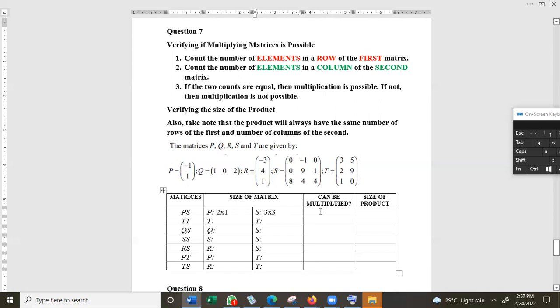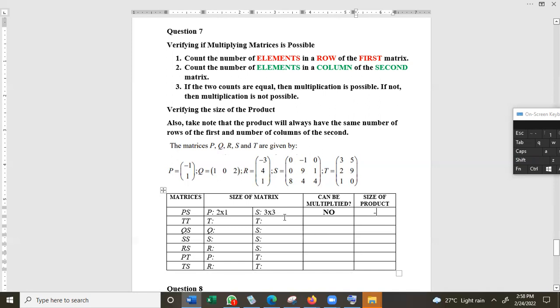Is multiplication possible? So let's count the number of elements in the row of the first. How many elements are there in the row of P? 1. P has only 1 element in the row. It has 2 rows, but each row only has 1 element. You have to be careful with that. Now what about S? In the column of S, how many elements are in the column of S? 1, 2, 3. So how can you take 1? Here is the first, but we need another element now for the second. So 1 in the row of the first, 3 in the column of the second. So multiplication is not possible in that case. So no product. Okay, multiplication is not possible.